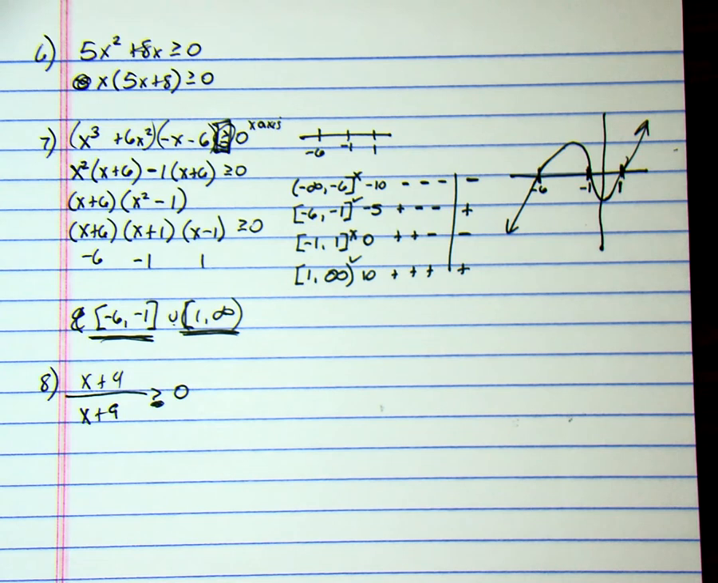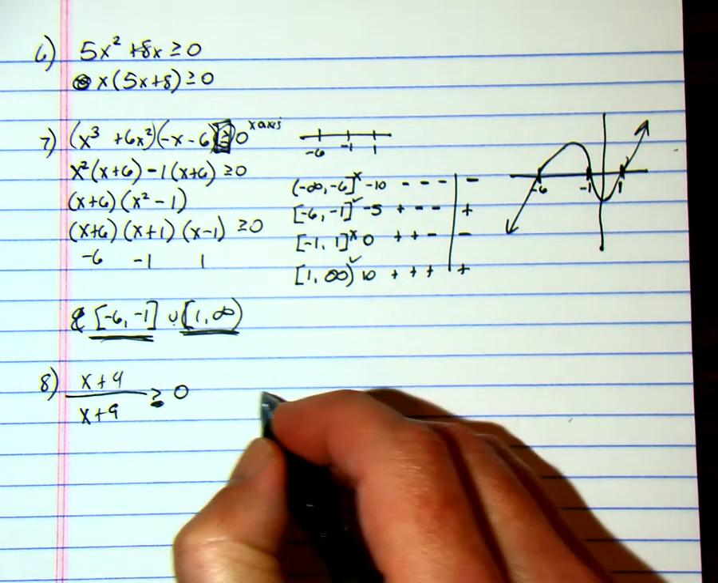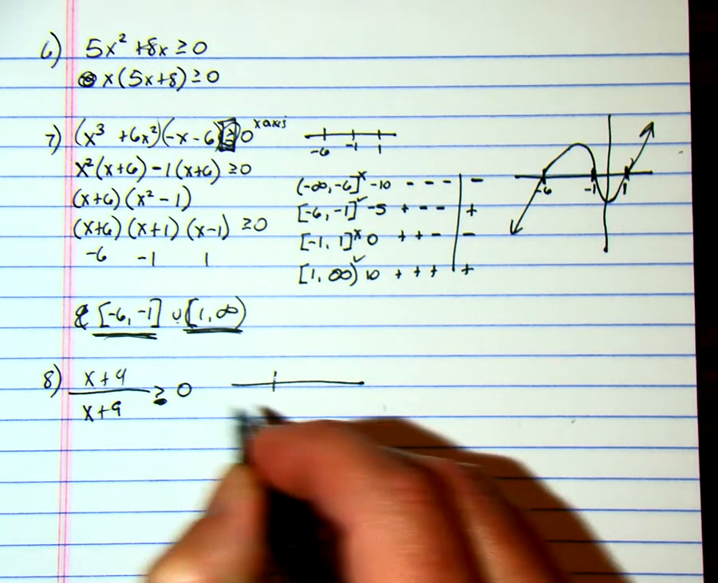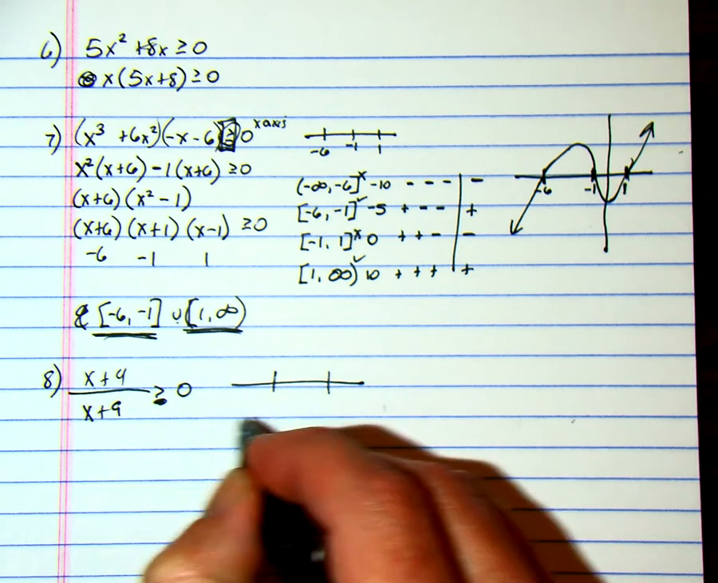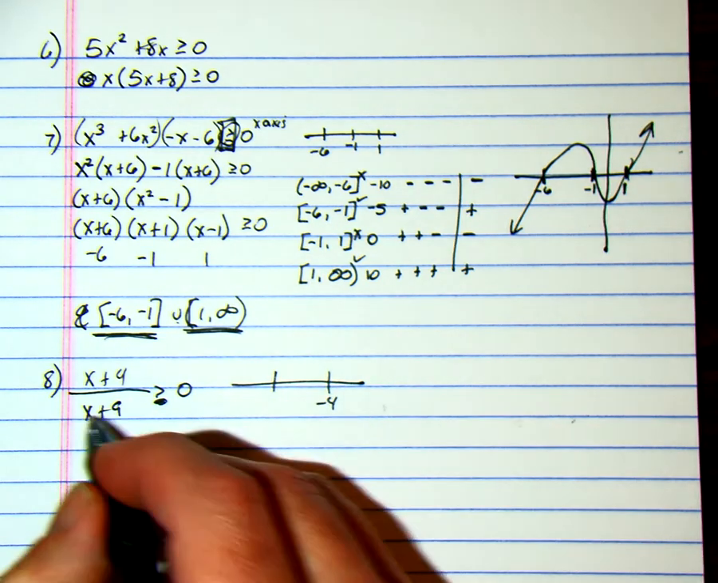We got to pay attention to one other thing. But my critical values still remain the same. I am going to have one at -4 and another one down here at -9.